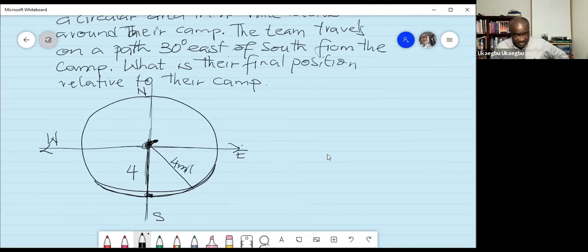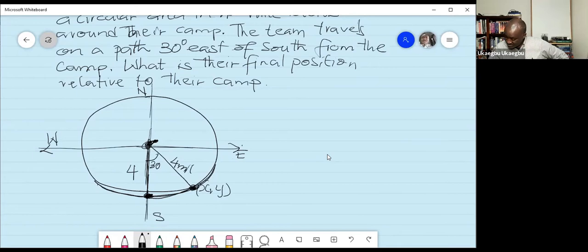Now, they said they moved 30 degrees east of south. So basically, this is south, and they move from south going to east, and they cover 30 degrees right here. Okay, so this is basically the drawing. Now, if you look at this point, they want to know the coordinate at this point, and that's what the question is saying. What is their final position relative to the camp? So what is the coordinate here? The x comma y. That's what they are asking you.